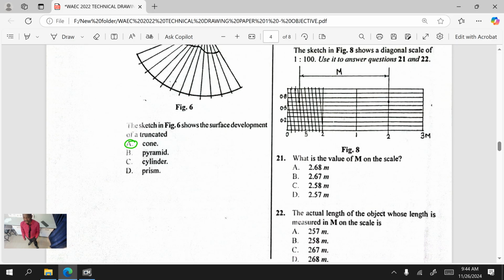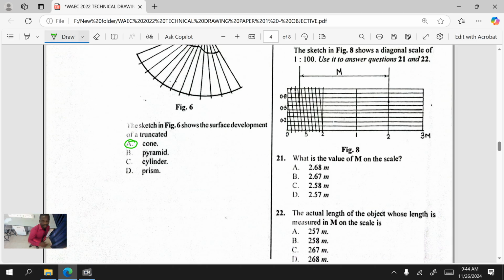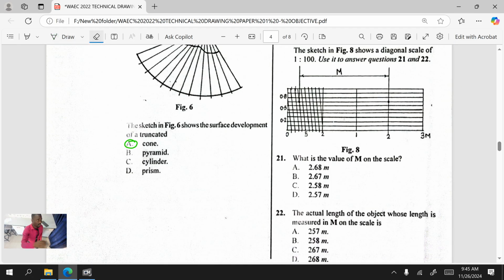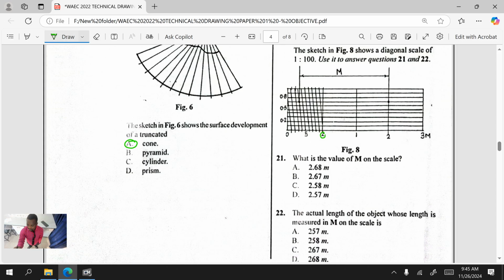Look at where M is indicated. So how do you calculate this? First, you are going to read the main scale. The main scale is at this place. Look at what I'm showing you. This point is 0. That shouldn't be 2 written there. That should be 0, not 2. I believe it's a mistake from WAEC when they were setting the question. This point is 0. Maybe they wanted to put it at the next point after it. So do you get it now?